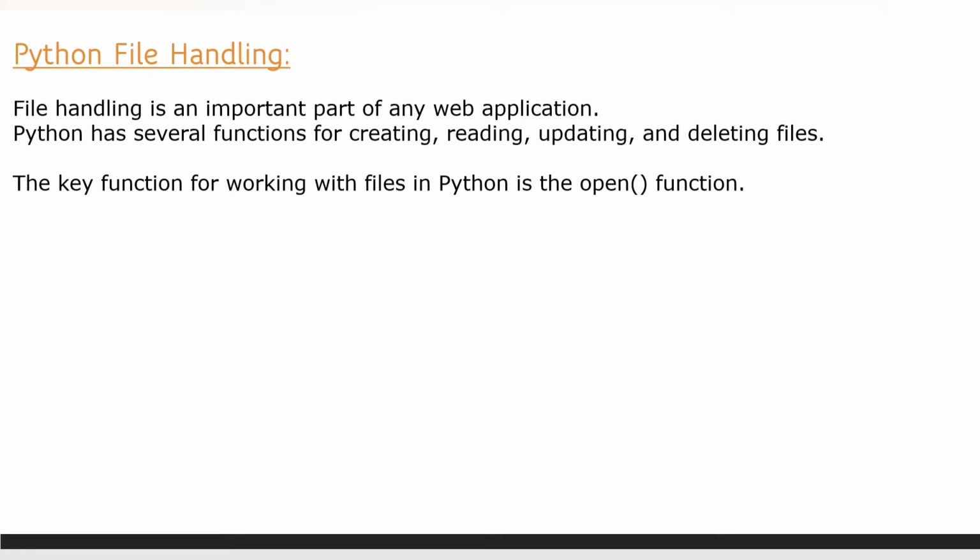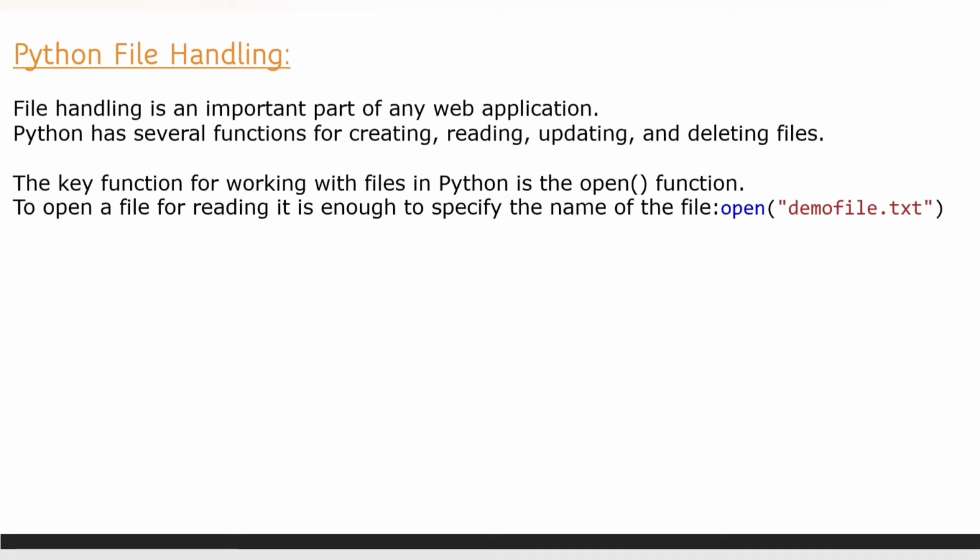Basically these four operations we can cover in the file handling section: creating a file if the file does not exist, reading a file if the file exists, updating a file and deleting a file. The key function for working with a file in Python is the open function. With the help of this open function you will be able to open an existing file.